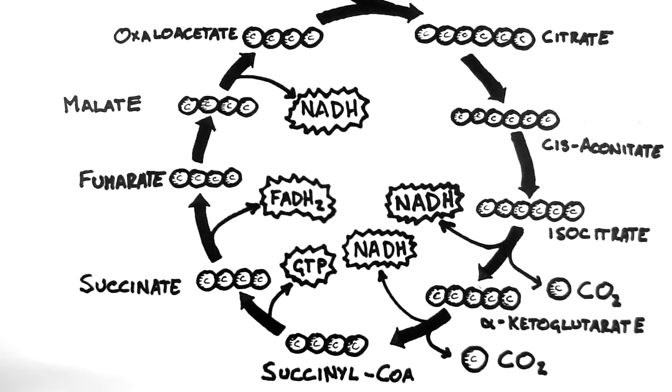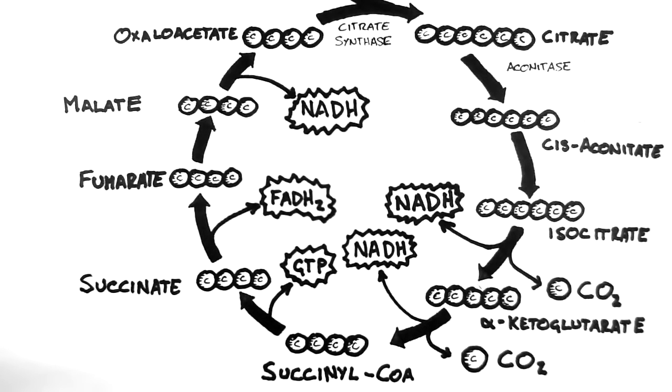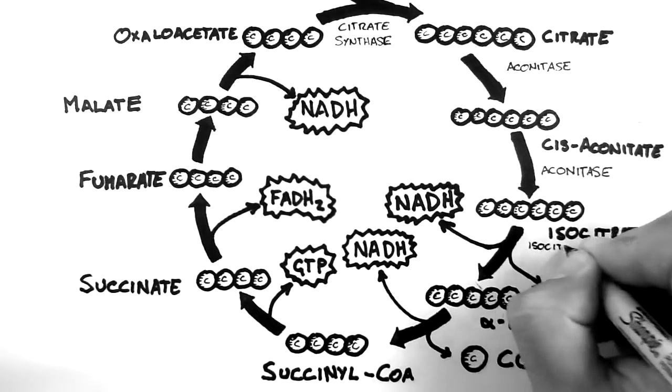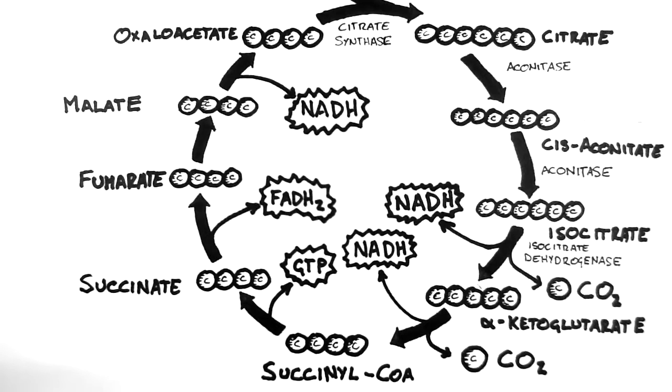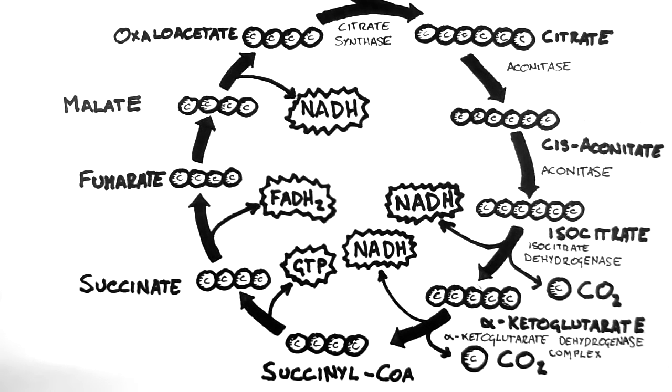Now let's take a look at the enzymes involved. Citrate synthase predictably synthesizes citrate from oxaloacetate and acetyl-CoA. Then, the enzyme aconitase produces cis-aconitate and then the conversion back to isocitrate, which is a structural isomer of citrate. Again we see dehydrogenases in action, with isocitrate dehydrogenase producing the NADH in the isocitrate to alpha-ketoglutarate conversion. And the alpha-ketoglutarate dehydrogenase complex also producing NADH in the conversion to succinyl-CoA.